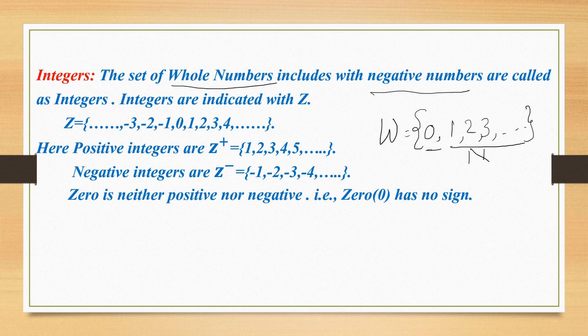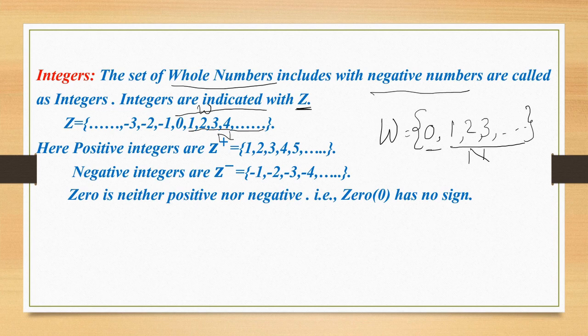Next, integers are nothing but the whole number set included with the negative numbers. These integers are denoted by the capital letter Z, and Z is equal to minus infinity, ..., minus 3, minus 2, minus 1, 0, 1, 2, 3, 4, and so on. Here 1, 2, 3, 4, and so on are the natural numbers, capital N, and 0, 1, 2, 3, 4, and so on are the whole numbers, capital W.